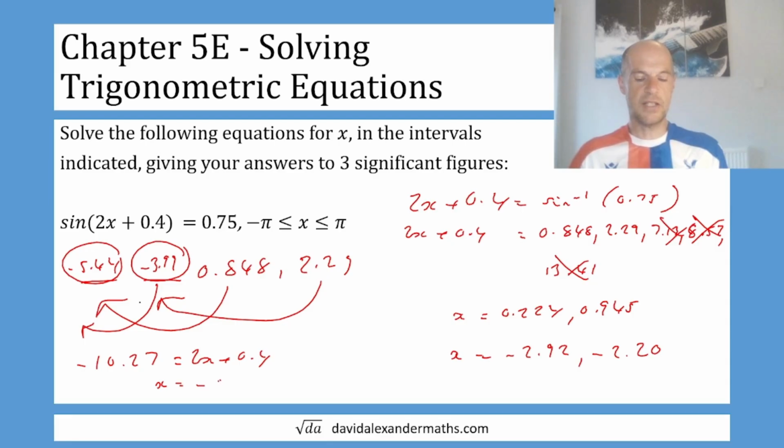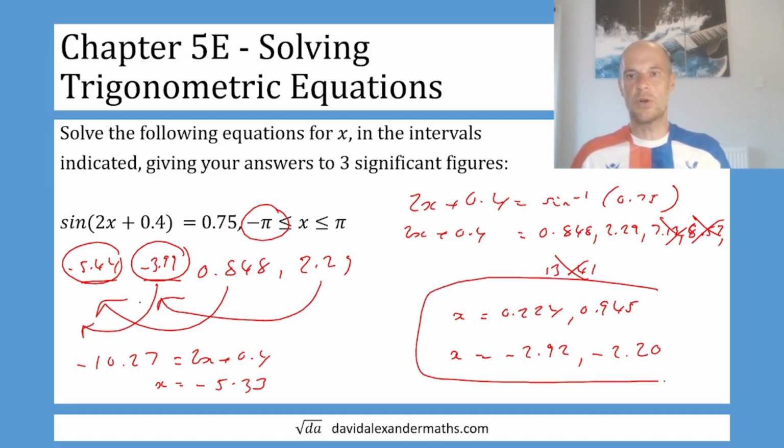So x is minus 5.33. Well, that is less than negative pi, so that is out of range. So I found the first one that is outside of the lower end. So that means I know I've got all the solutions, which are these 4 here.